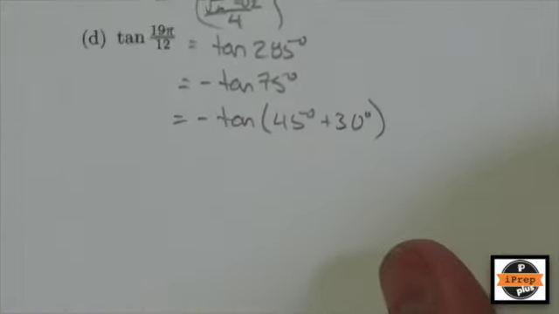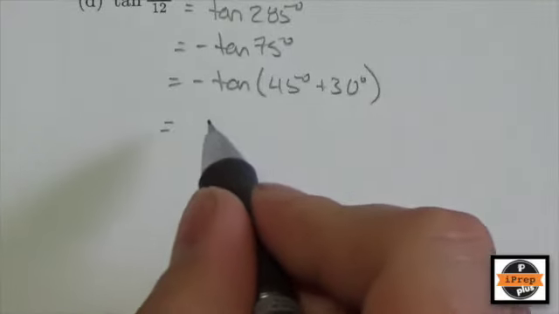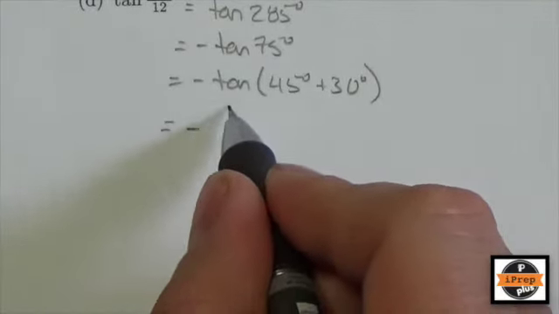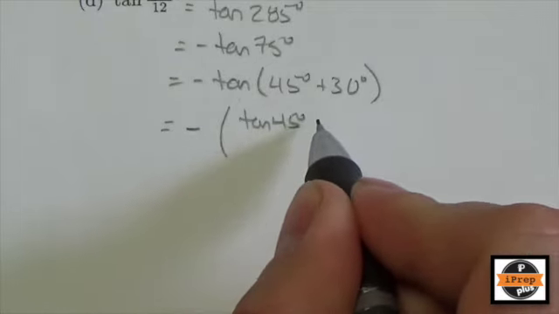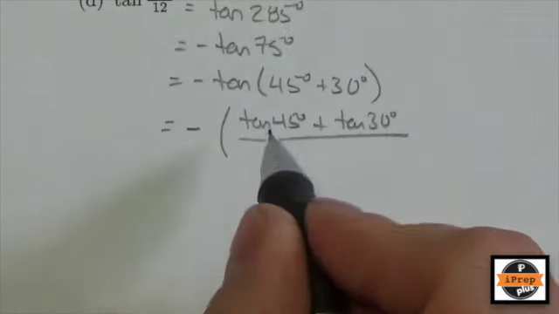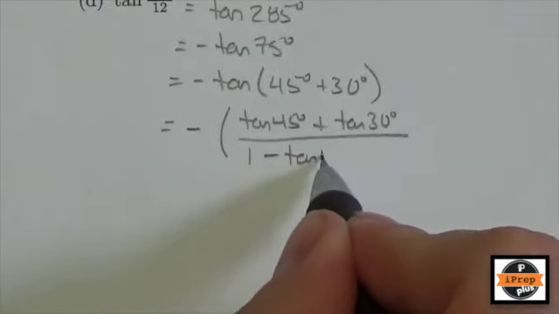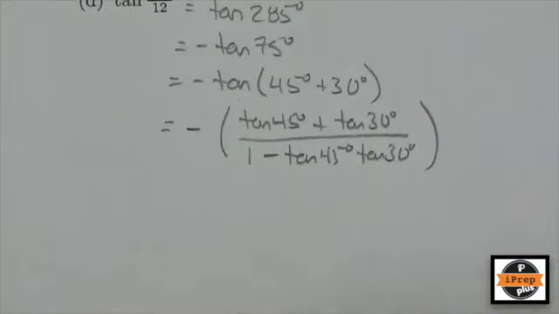Okay, now the identity with tangent is a little different. Now notice again that I've got this negative out front. And so this is going to be the tangent of 45 degrees plus the tangent of 30 degrees. This will be all over 1 minus the tangent of 45 degrees times the tangent of 30 degrees.